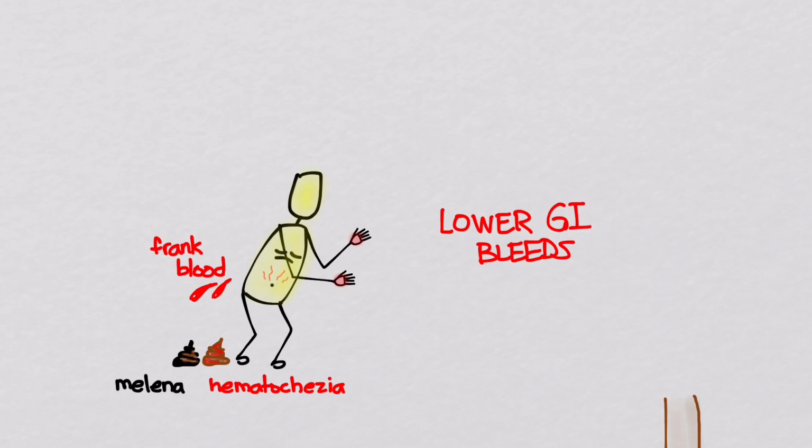Now let's talk about lower GI bleeds. And as we talked about in the first video, that's blood that comes out at the bottom usually. And it presents in a couple of different ways. You could have melena, which is black stool, which is partially digested blood, hematochezia, which is blood mixed in the stool, or just frank blood coming out.